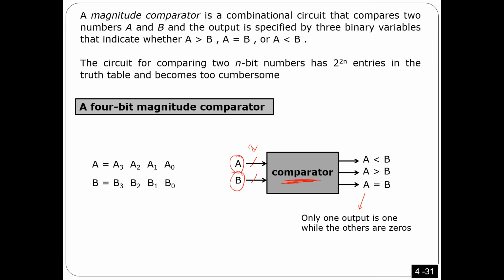So actually, of the outputs here, only one of them should be 1 and the others should be 0. So if B is greater, it should be this way. If A is greater, it should be this way. If they are equal, it should be this way. Is that okay?